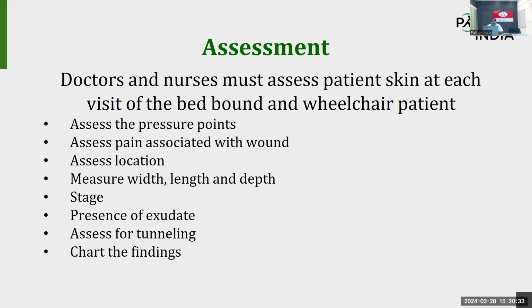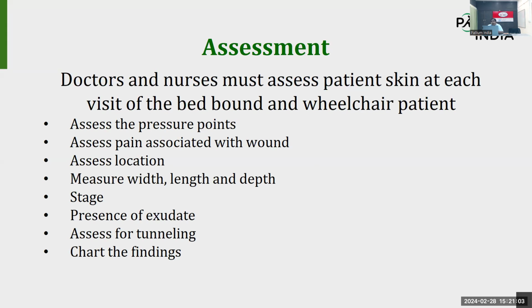And next is to assess the location of the wound. So first is pressure points. If the patient does not have any pressure ulcer, you have to assess the pressure points. If the patient has a wound, you have to assess any pain, assess the location of the wound, and measure the length, width and depth of the wound. Then the stage of the wound. We already covered the stages.